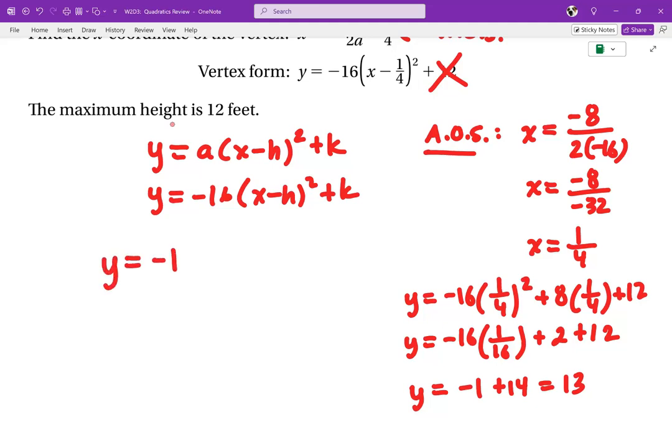So all I need to do is just write my equation. y equals negative 16 times x minus 1/4, squared. Remember, x is 1/4. So when I put it into H, it should look negative because x is actually positive. It should change signs. Plus 13. And this is my equation.